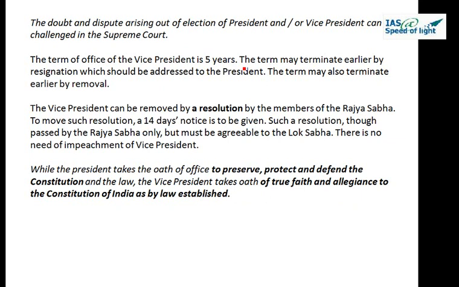The doubts and disputes arising out of the election of President or Vice President can be challenged in the Supreme Court. So, the election for the President and Vice President can be held void by the Supreme Court. The term of office of the Vice President is 5 years, and the term may terminate earlier by resignation, which should be addressed to the President, and the term may also terminate by removal.